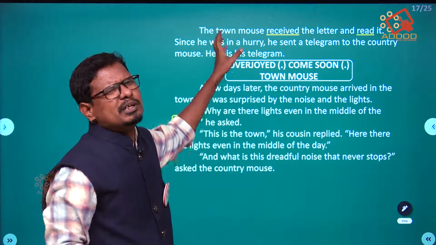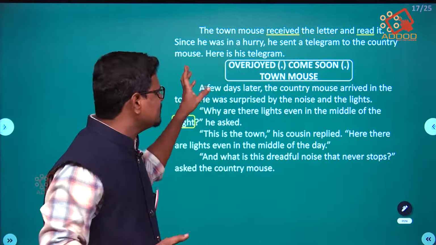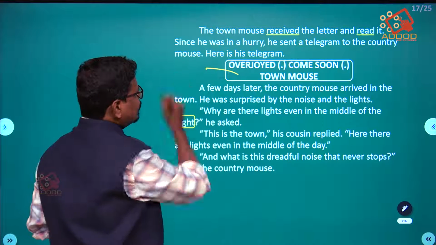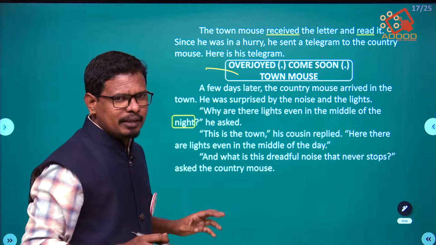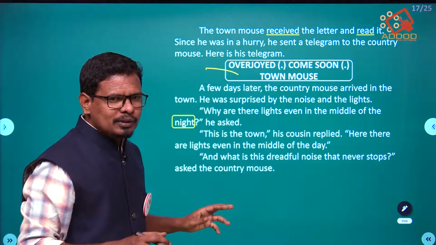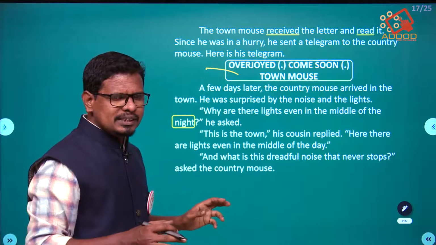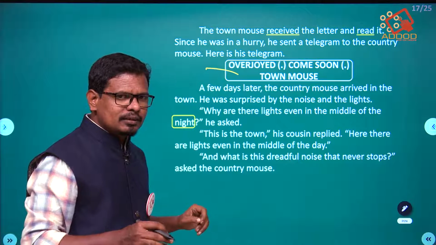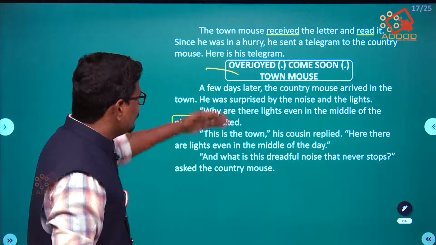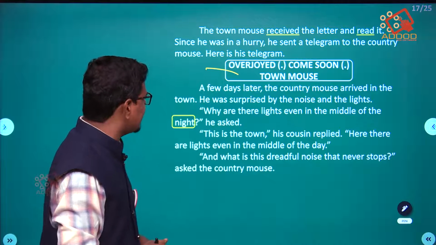Maybe he was busy with something. Don't know what he was busy with. So he sent a telegram. What is the telegram? "Overjoyed, come soon, town mouse." Overjoyed, I am happy. I am ready to welcome you. Like you received me at the station in the countryside, I am ready to receive you at the station in the town. A few days later, the country mouse arrived in the town.